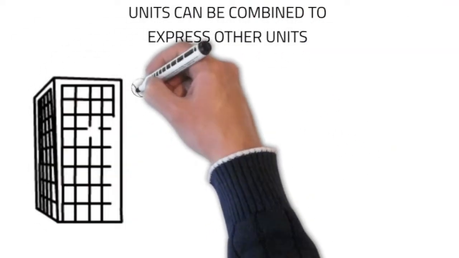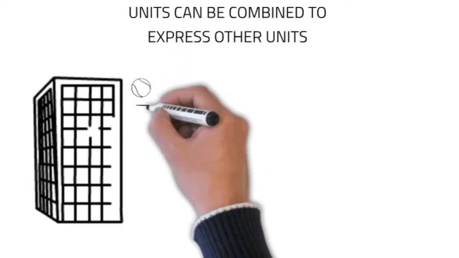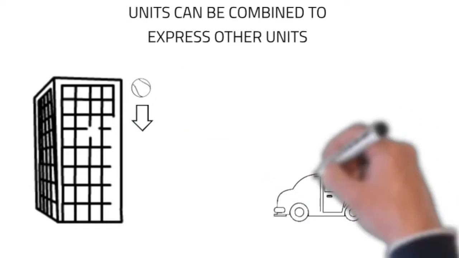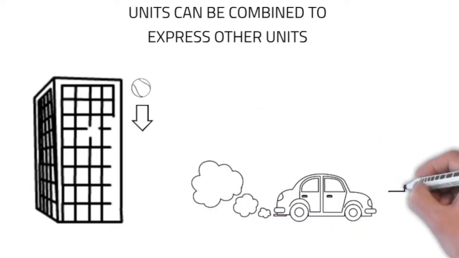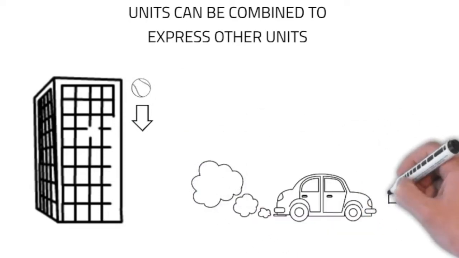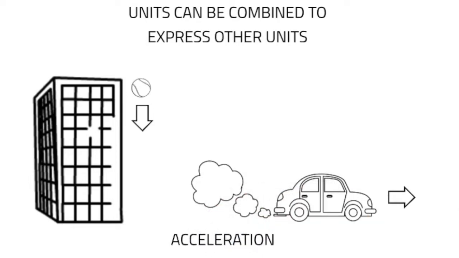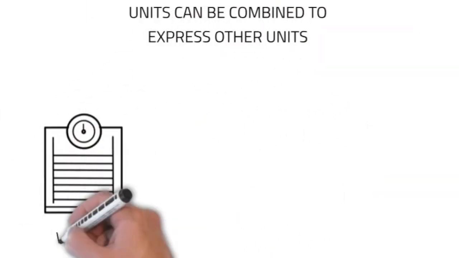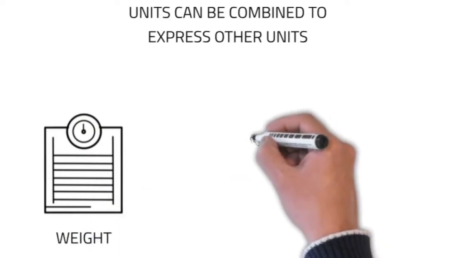Say, for example, a ball is dropped off the top of a tall building and it's going to pick up speed, much in the same way that from a red light, when the light turns green, or from a stop sign, a vehicle will come up to speed through acceleration. Units again can be combined to express other units, such as weight.